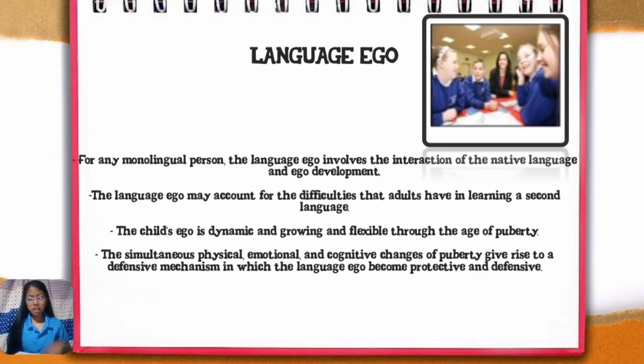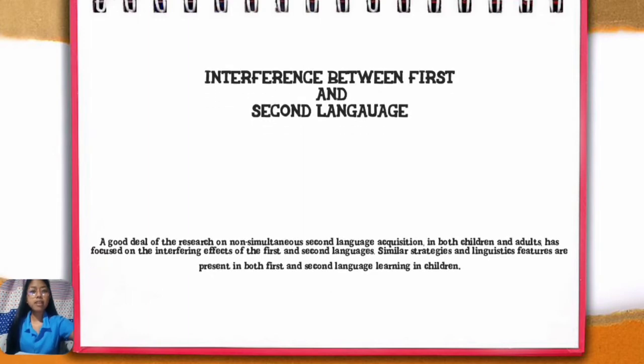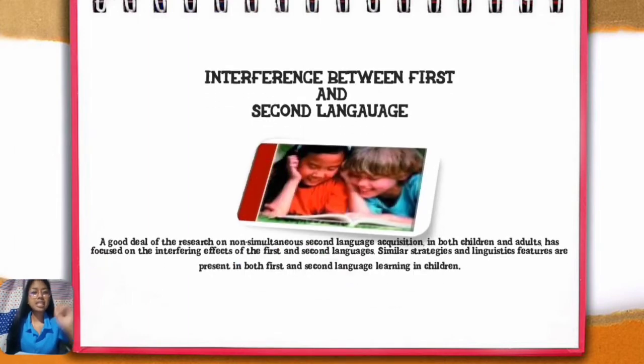Hence, during the puberty period, the child's ego is active, getting bigger and able to adapt, or flexible. Puberty's combined physical, emotional, and cognitive changes result in a defensive mechanism in which the language ego becomes protective and defensive or aggressive.